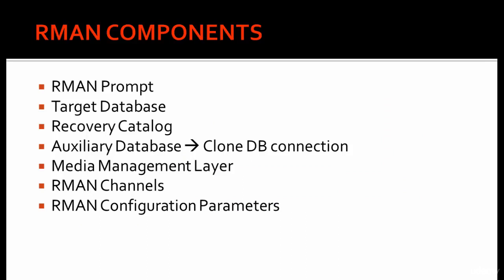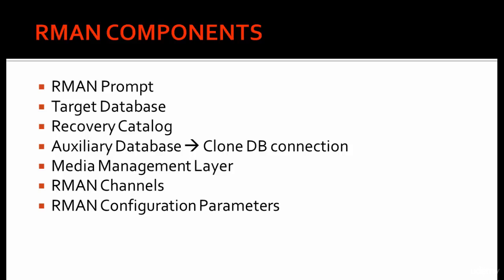Next is your recovery catalog. Recovery catalog is a separate server out of your target database which will store your backup metadata. Now why do we need a recovery catalog and all? We'll understand when we are learning about recovery catalog. Next is auxiliary database. Now you refer to auxiliary database when you are cloning your target database, which means the database over to which you will clone your target database, it is referred as auxiliary database inside RMAN.